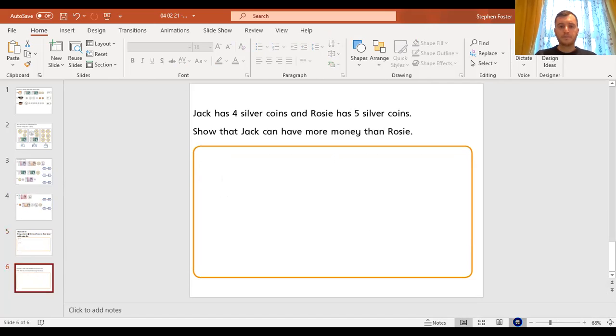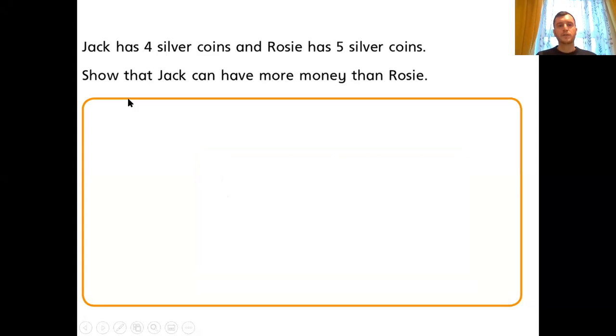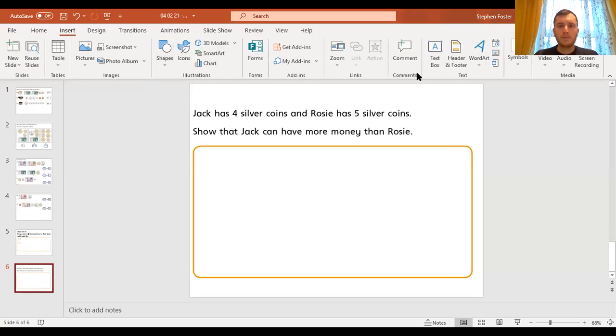Last question. Jack has 4 silver coins and Rosie has 5 silver coins. Show that Jack can have more money than Rosie. So even though he has less coins, he has more money. How could you show that? Have a think. That's a tough problem-solving question to finish with. Once again, pause the video if you want some extra time, but I'll show you how I would do it.